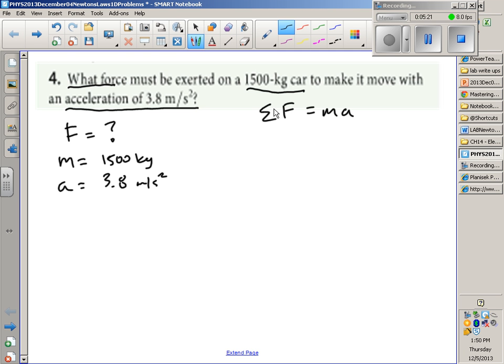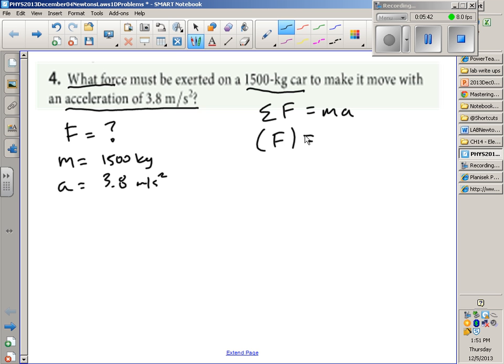The total or the sum. In this case, how many forces have they mentioned in this problem? Well, this one that they want us to find, right? But just this one. So, in this case, we're just going to put F in there for sigma F, because if there's only one force, the sum is just the value of that force, right?